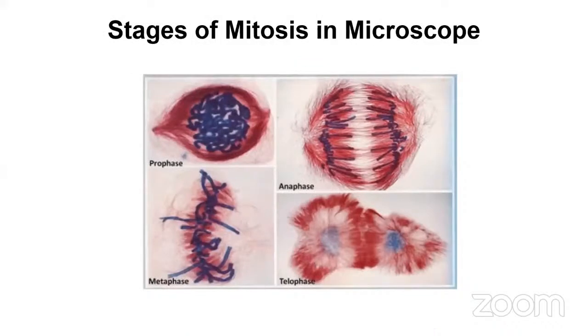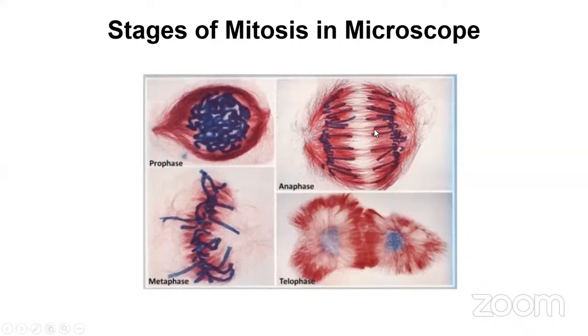So when one sees under a microscope, mitosis looks like this. In prophase, you can see condensation of the chromosomes, and the chromosomes are clearly visible. This is the special characteristic of a prophase cell. And in metaphase, you can see all the chromosomes have been aligned on the metaphasic plate at the center. So this is the special characteristic of metaphase.